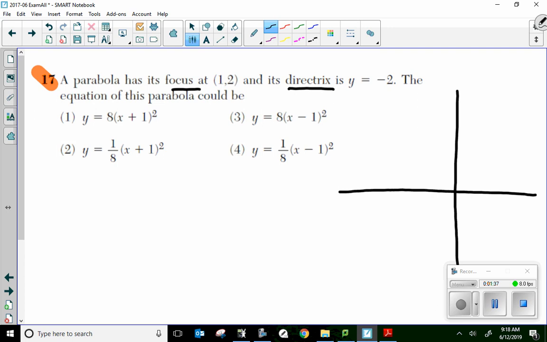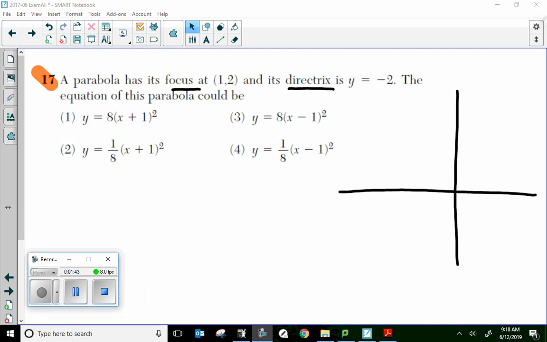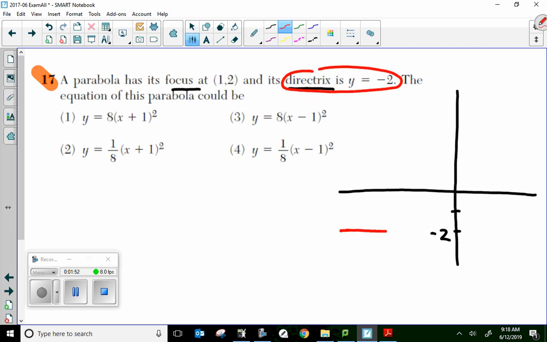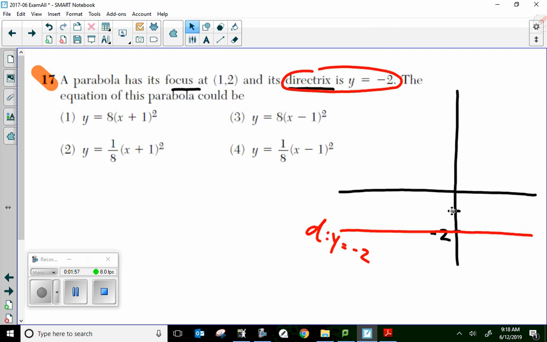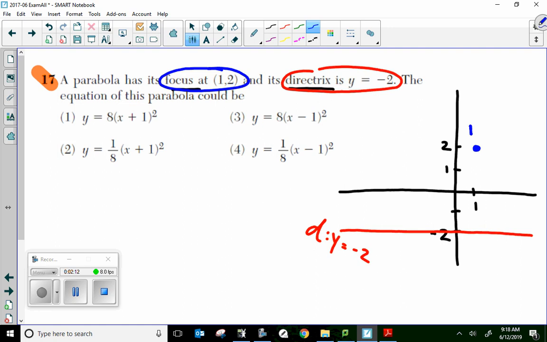So I'm just going to sketch this, and I like visuals. It helps me. And if it helps you, then take the extra 2 seconds and sketch it. My directrix is at y equals -2. So this line here, boom. That's y equals -2. That is my directrix. My focus is at 1, 2. That's the coordinate right here, 1, 2. All right, my vertex is exactly in between there.